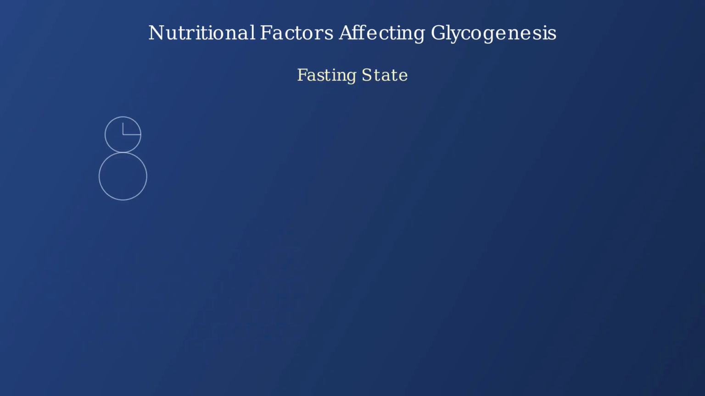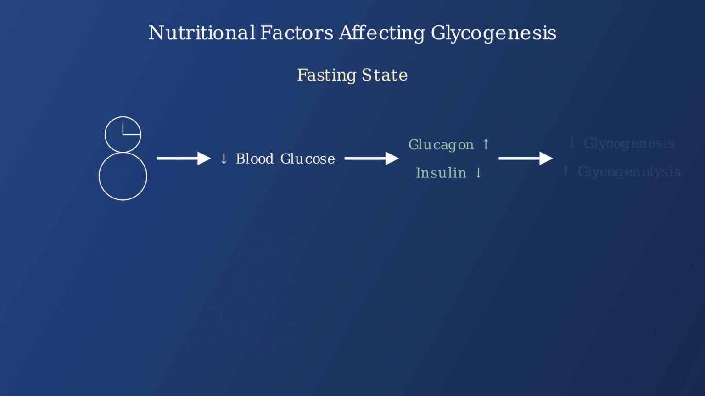Conversely, during fasting states, the body's glycogen dynamics change significantly. As time without food progresses, blood glucose levels begin to decrease. This triggers hormonal changes. Insulin levels drop while glucagon levels rise. These hormonal shifts cause glycogenesis to decrease while glycogenolysis increases to break down stored glycogen, maintaining blood glucose levels.